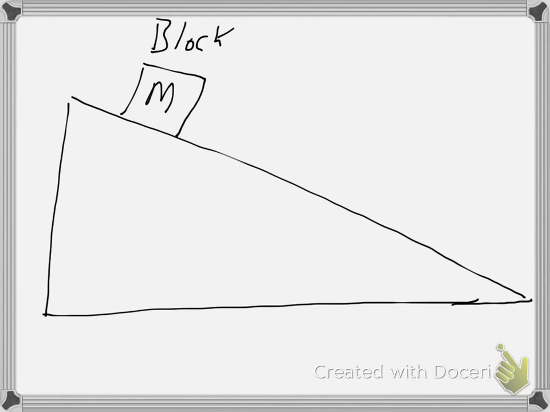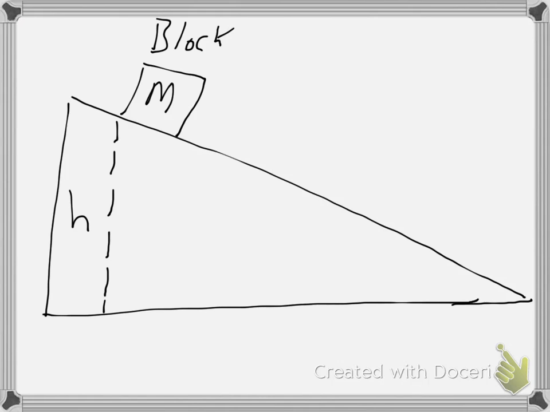A block of mass m is sitting at a height h above the ground. Now, one classic problem in physics is to calculate the speed of the block at the bottom of the ramp if the ramp is frictionless and we know how high the block is. We can do this with two methods. We can either use Newton's kinematic equations or we can use energy conservation.